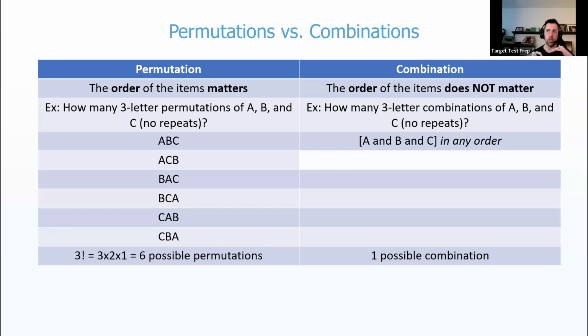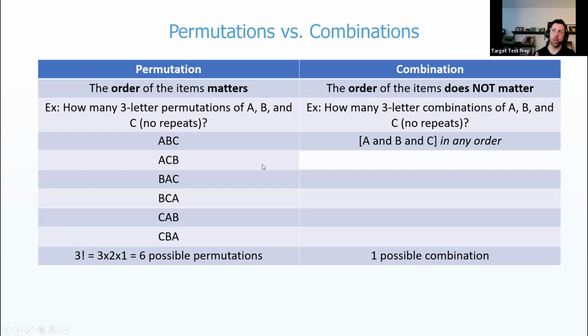So for instance, how many 3-letter permutations of A, B, and C can you make with no repeats? So you can't do AA or BB. You just have to use each letter once. The answer to that is 6, because there are just 6 different ways we can shuffle those letters up: ABC, ACB, BAC, etc. So that's a permutation. Just by changing the order of C and B here, this makes these 2 different permutations.